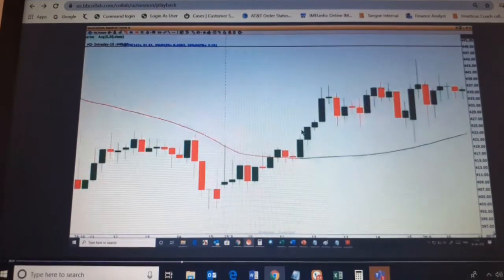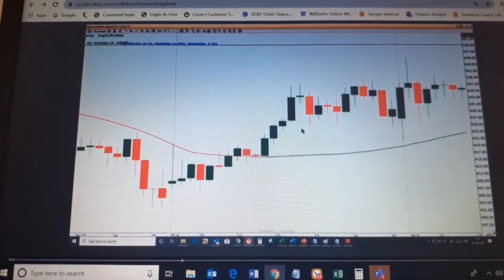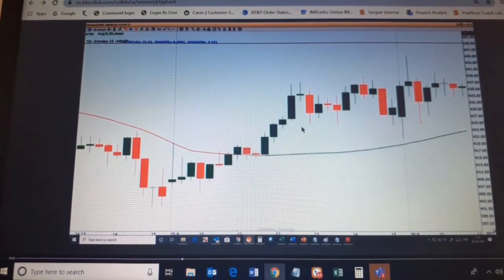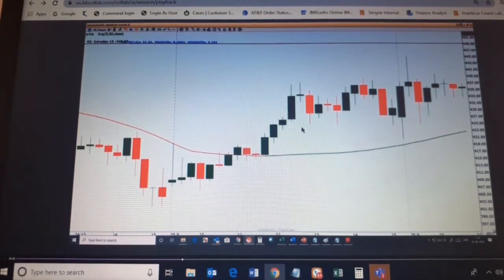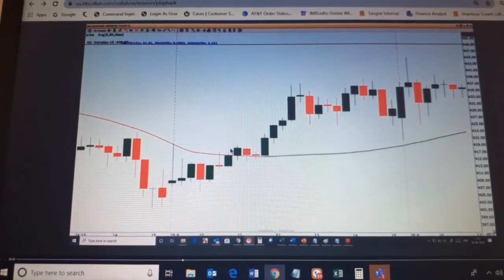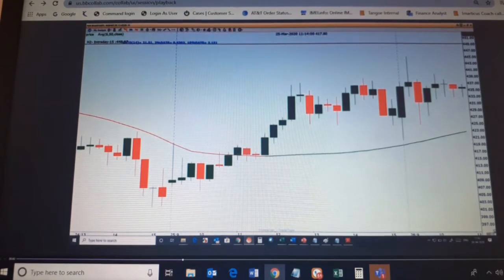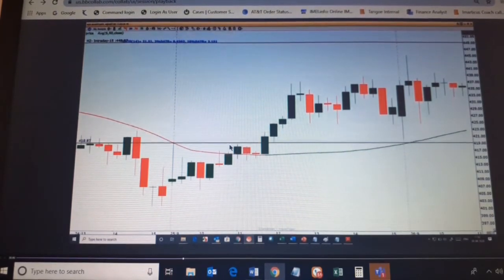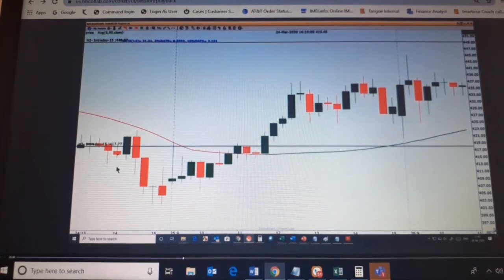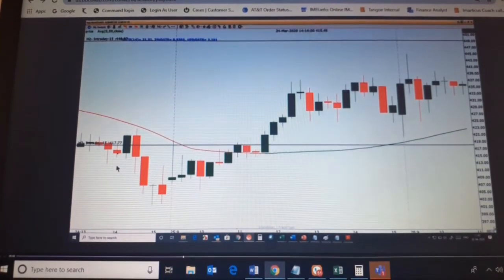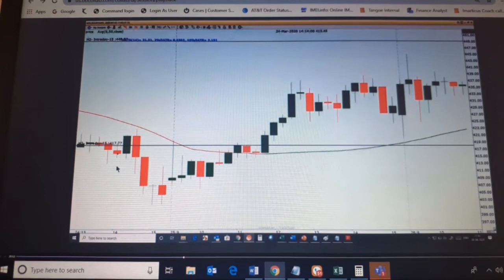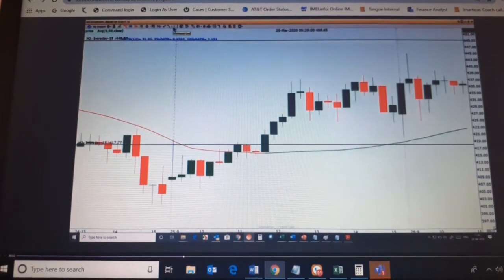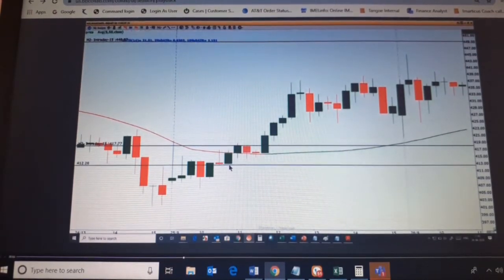Okay. So first tell me, where will you draw your proximal line? Very good. It has to be on the first base because this is the highest candle body in the base. So this is your proximal line. And where will the distal line come?